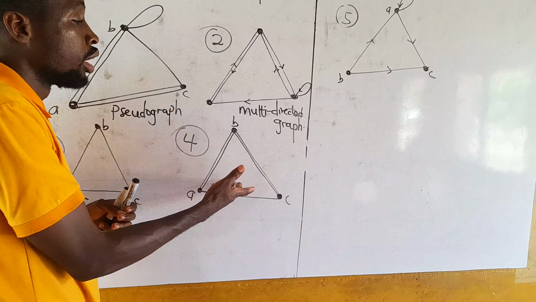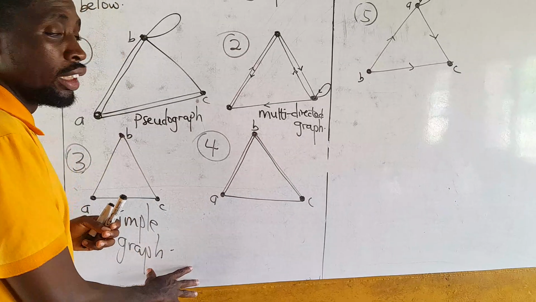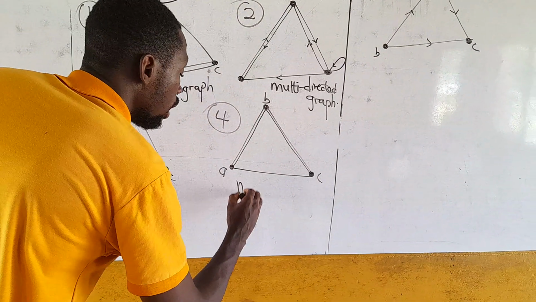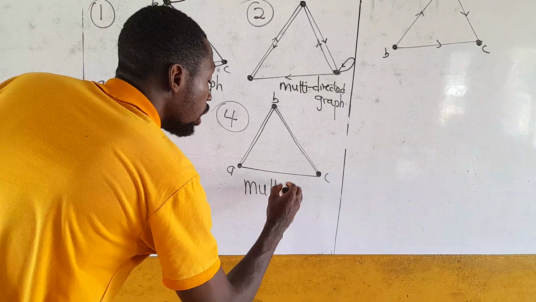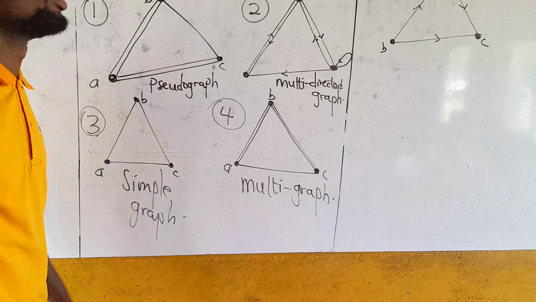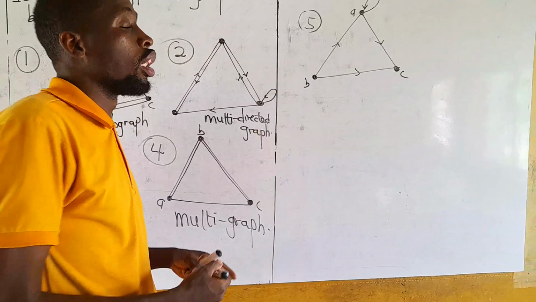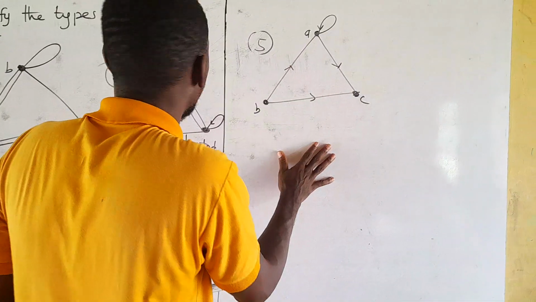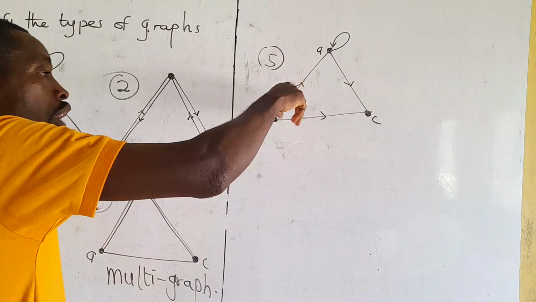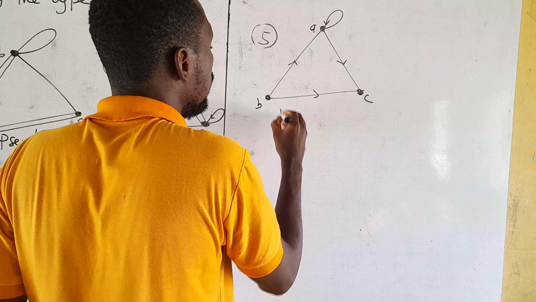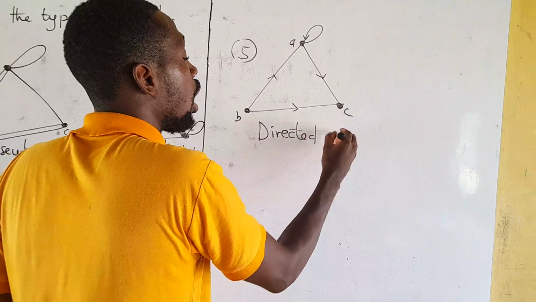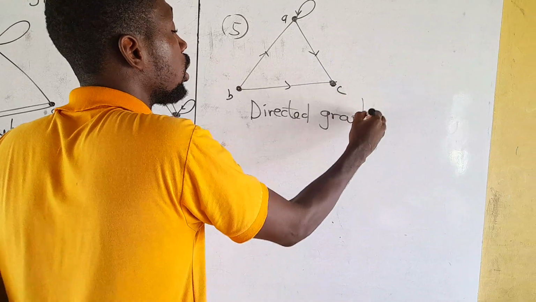Now let's look at the fourth. This graph has multi-edges. The edges are not directed, neither does it have a self-loop. Then this is a multi-graph. And the last but not the least, the fifth one. Look at it. It has a directed edge and it has a self-loop. It doesn't have a multi-directed edge. Then this is a directed graph. I hope you understand all these things.